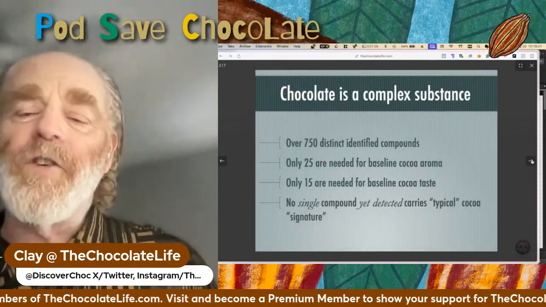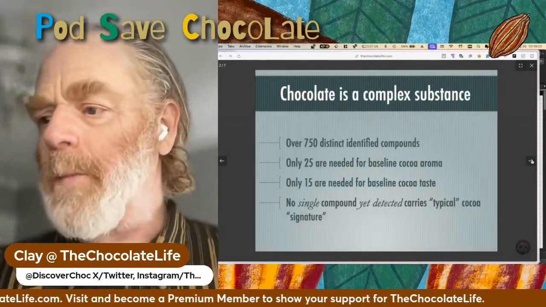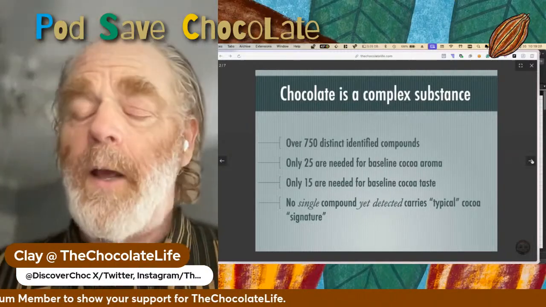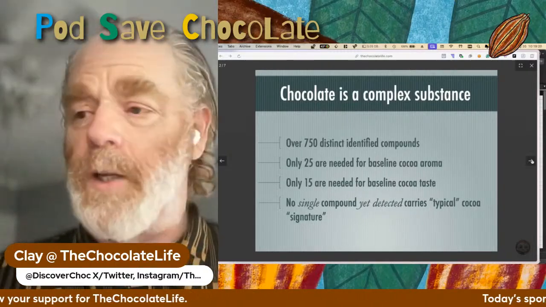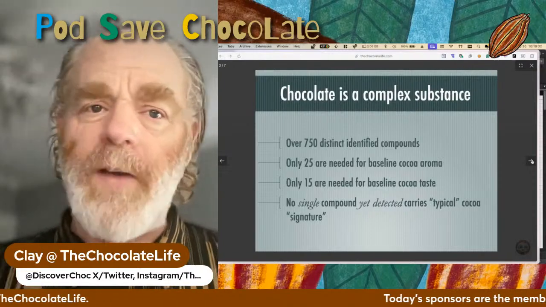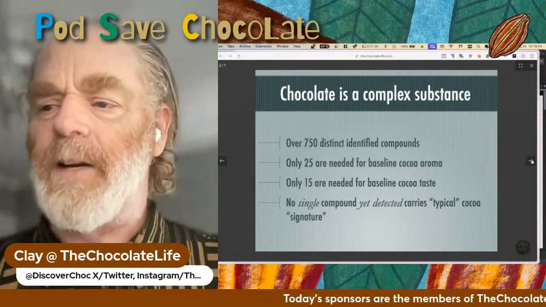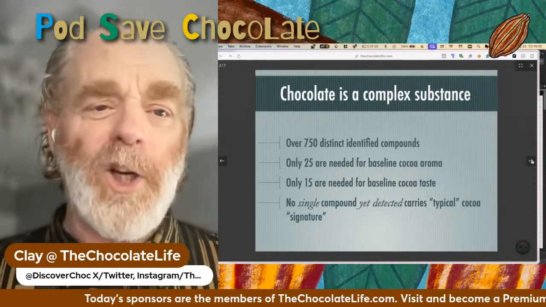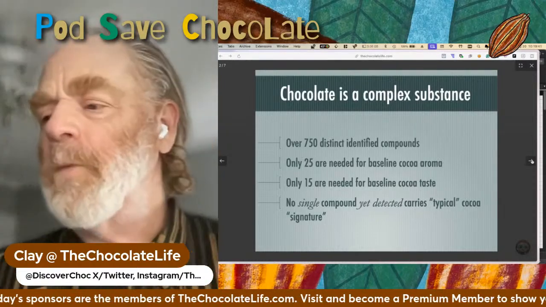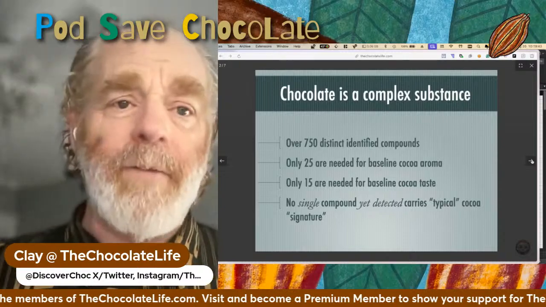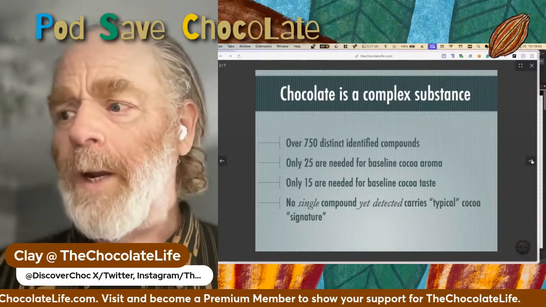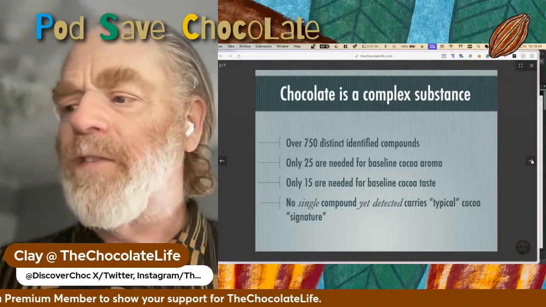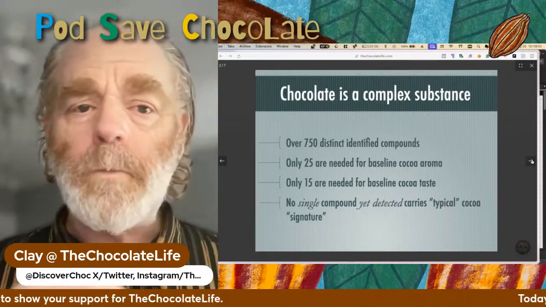So after that, what we need to do is understand that chocolate is a complex food, right? And the slide that I'm showing has a couple of bullets, one of which is that there are over 750 distinctly identifiable compounds in many chocolates. Not all chocolates, and some chocolates are going to have more. Only 25 of those 750 are needed for a baseline cocoa aroma, the smell. And only 15 are needed for baseline cocoa taste.